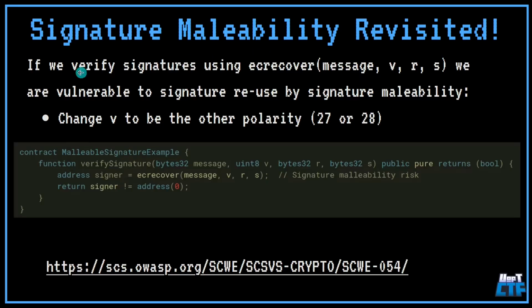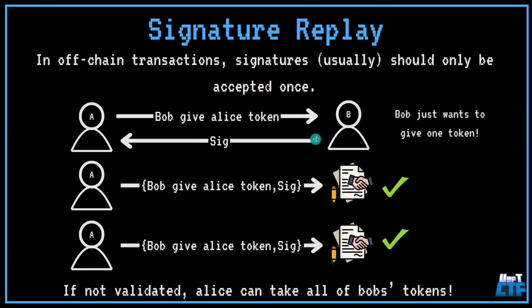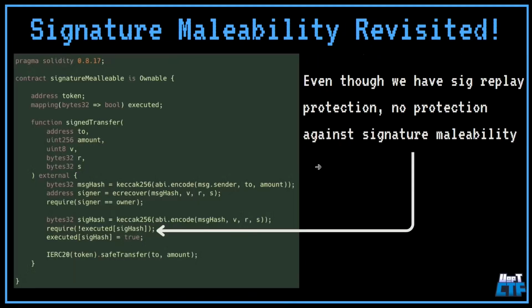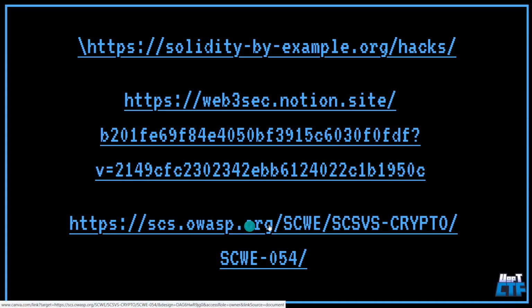But also signature malleability. So with the elliptic curve, you have two different values of V that give the same signature. If you don't properly validate that, that can also cause a signature reuse attack, a signature replay attack. So even though we have signature replay protection, where it checks that this signature was executed before, we can just change V and it's essentially the same one.